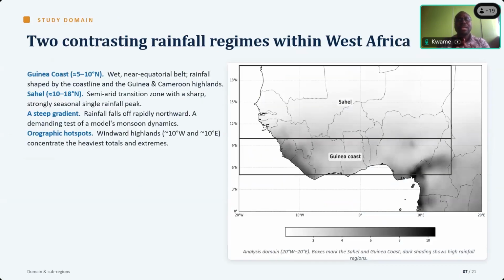In so doing, I divided West Africa into 2 sub-regions. We have the Guinea Coast and the Sahel. The Guinea Coast is a place that is mostly wet due to its nearness to the equatorial belt.